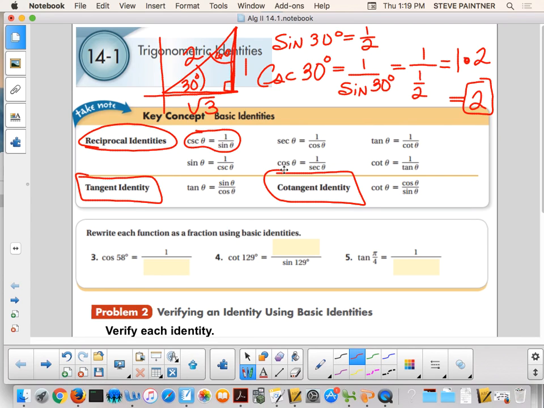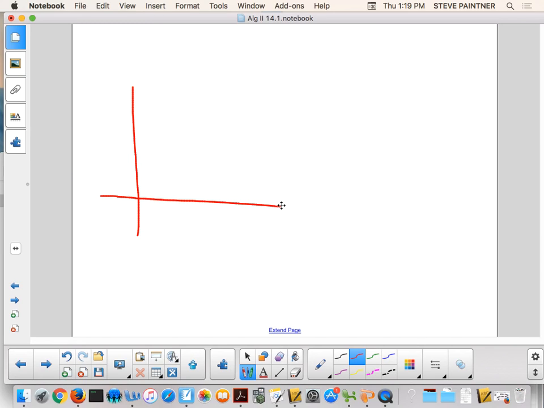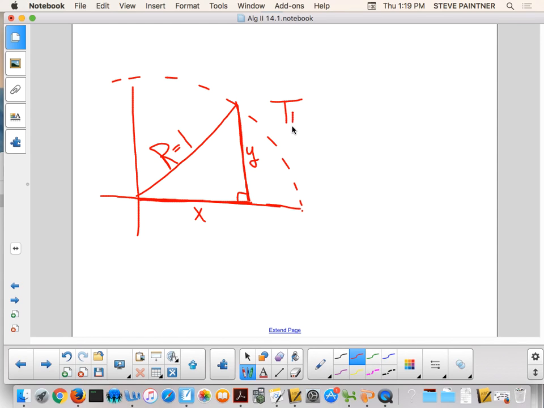So maybe over here in the margin, make a picture. Here's your picture. Ready? We're going to call this one the unit circle. So if I call it the unit circle, what's the radius? 1. You know this is x? Right. You know this is y? Right. Okay. So now, ready? Now we're proving those identities to ourselves.